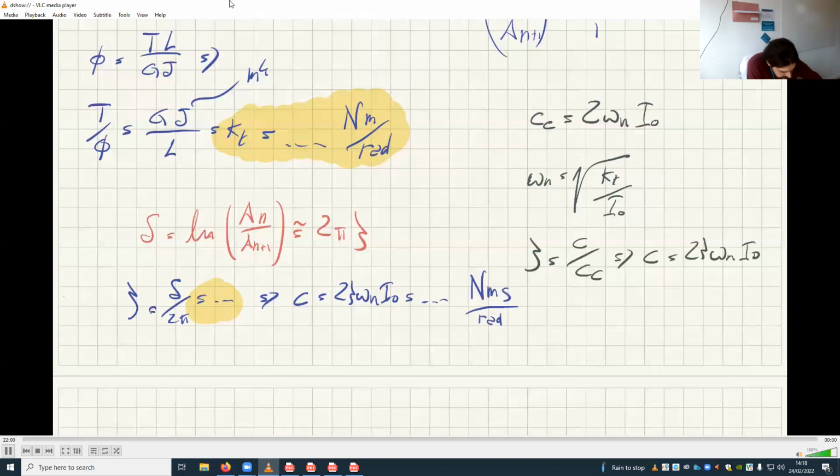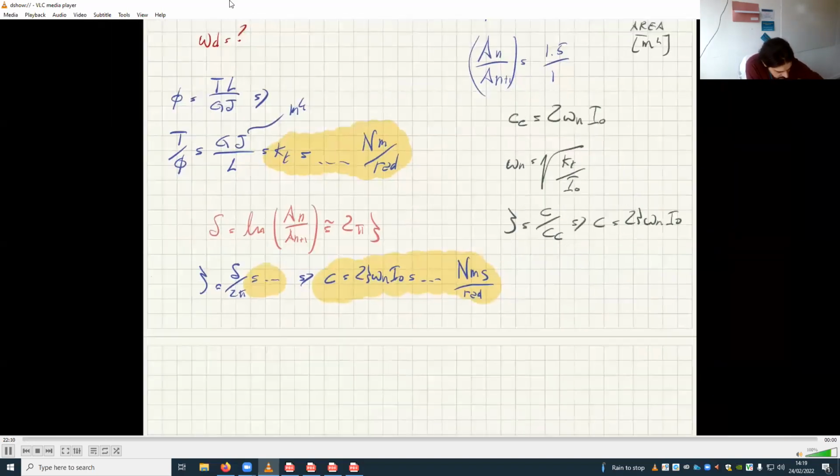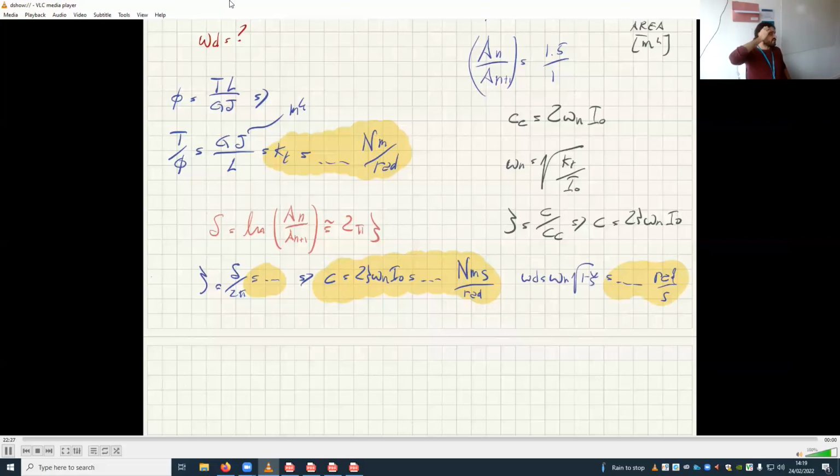And finally, the last bit that we have to find is omega d. But omega d, as you know very well, is just omega n times the square root of 1 minus zeta squared. So this is also something in radians per second. I will leave the numbers up to you, but as you can see, it's very easy to find all these things. It's just a matter of using your formula sheet and understanding what's going on.